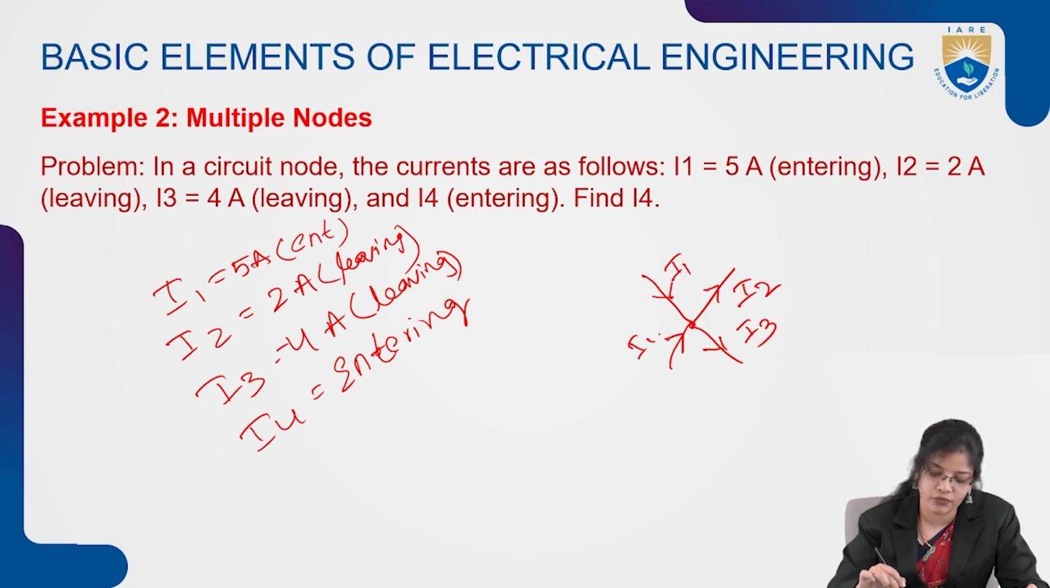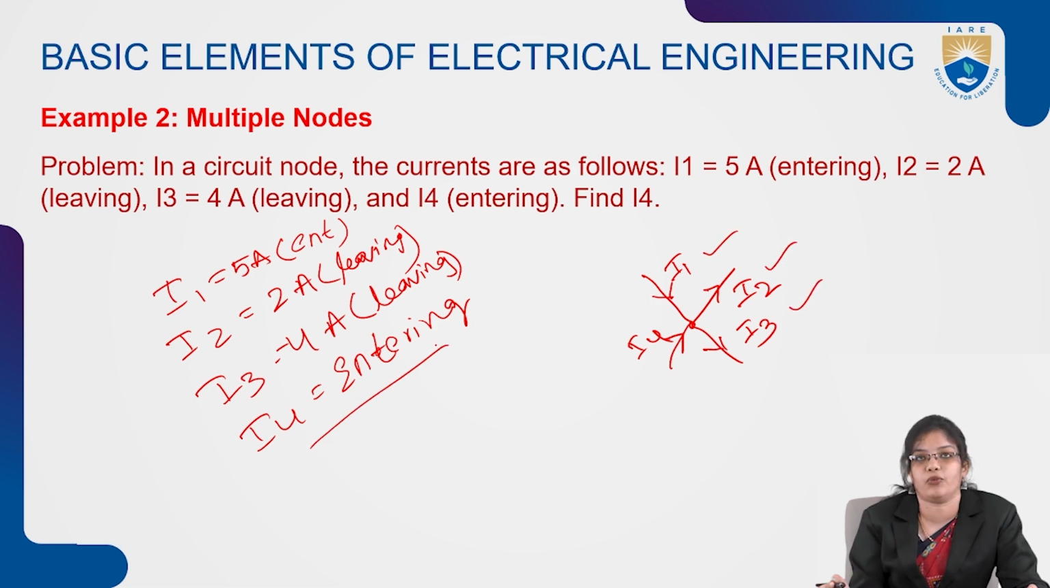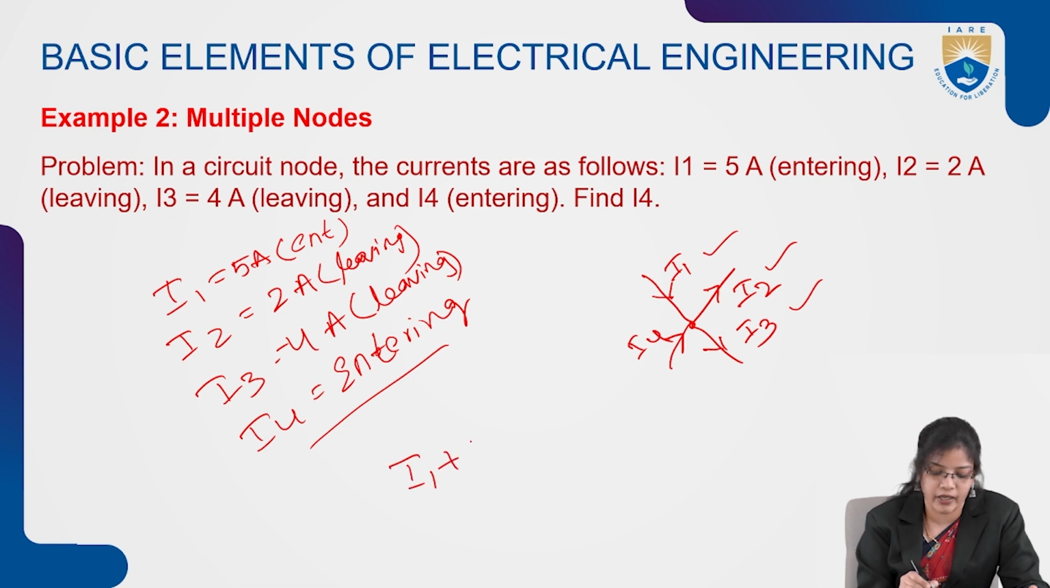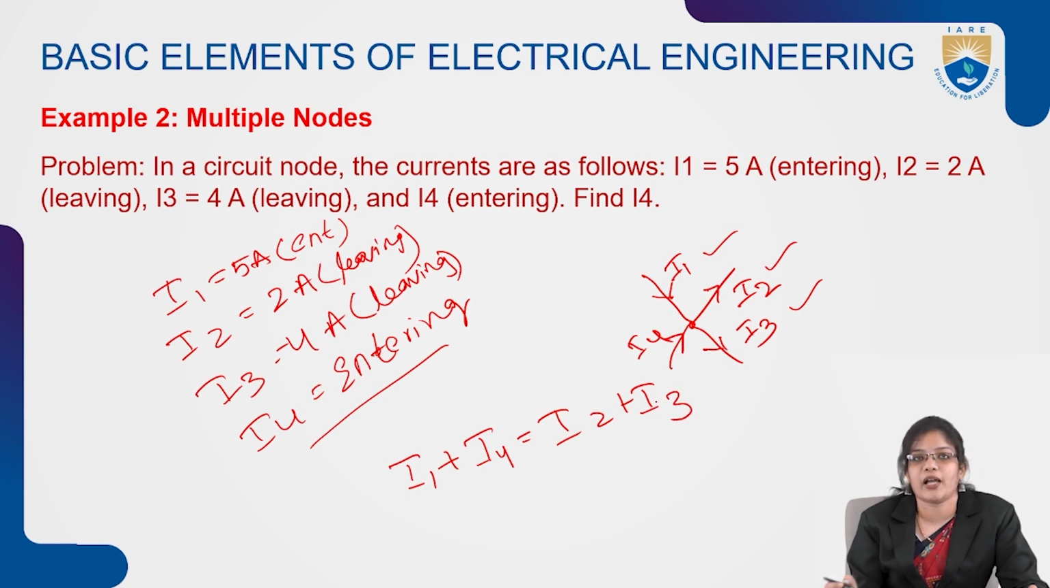So the values of I1, I2, I3 are given. We need to find I4. So basically we all know the incoming current should be equal to the outgoing currents. Here I1 and I4 are entering, which equals I2 plus I3. So we already know the values of I1, I2, I3. From that we can calculate I4.